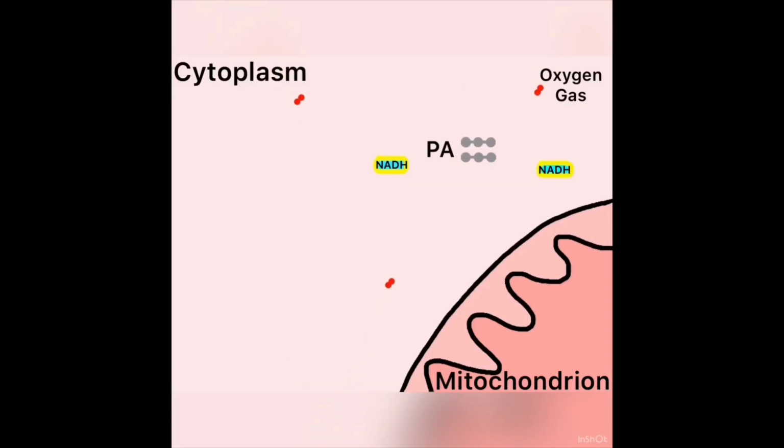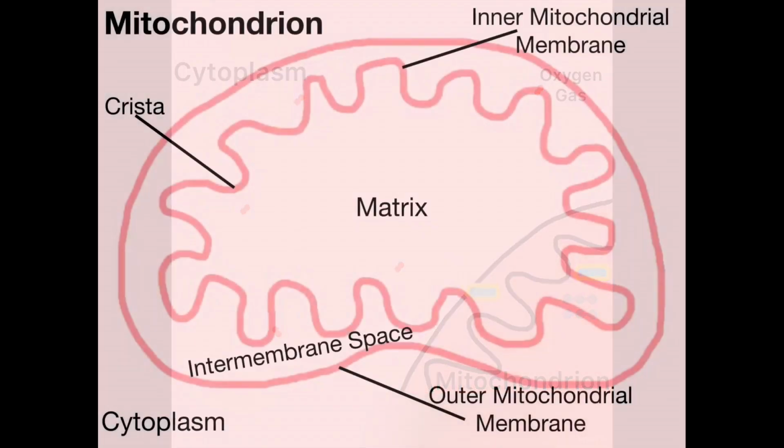When conditions are aerobic, meaning oxygen is present, the PA enter the matrix of the mitochondrion. From there, aerobic, meaning oxygen required, cellular respiration begins. Aerobic cellular respiration takes place in the mitochondria of all eukaryotes. Mitochondria has two membranes, an outer and inner mitochondrial membrane. The inner mitochondrial membrane has inward folds called cristae to maximize surface area. The space inside of the inner membrane is called the matrix. The space in between the two membranes is called the intermembrane space.